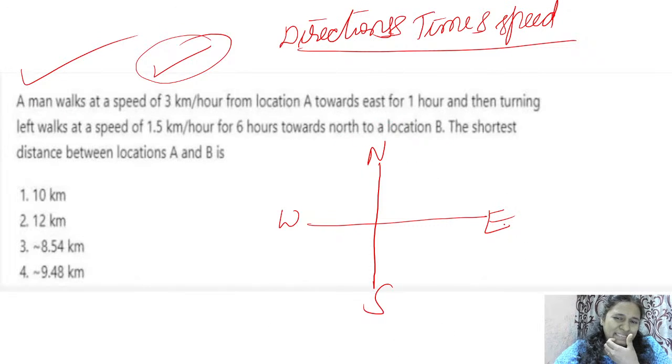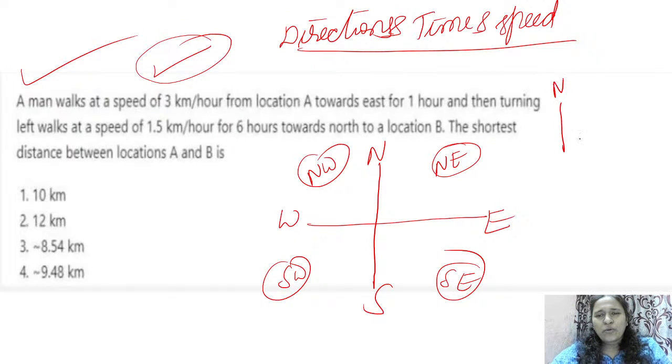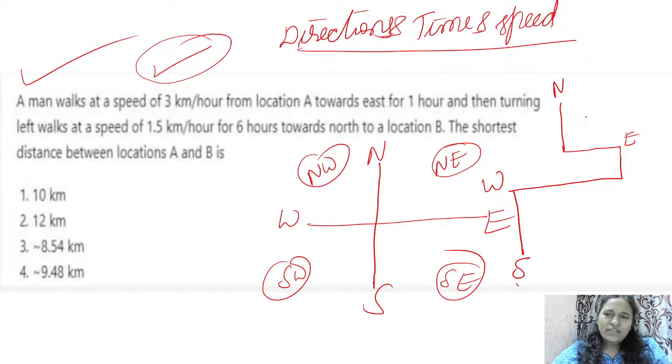We have to remember like this: east is our right side, west is left, north is up, and south is down. This is northeast and this is northwest, southwest and southeast. These are the different directions. We have to remember like this. How? NEWS means north, east, west, south. These are the different directions. Maximum every time one question will come based on directions.